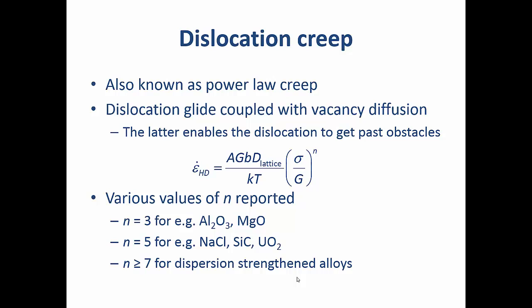Dislocation creep, which occurs at higher applied stresses, is also known as power law creep. In this case we actually have dislocation glide, again coupled with vacancy diffusion, and it's actually that vacancy diffusion which enables the dislocation to get past obstacles. Different values of this power n are reported for different materials. A couple of examples of oxides, namely alumina and magnesia, where n equals 3. Something like sodium chloride, silicon carbide or uranium dioxide, n is found to equal 5. And if you've got a dispersion strengthened alloy, n is actually greater than or equal to 7.